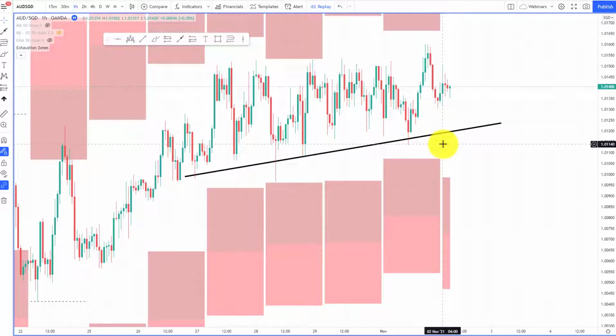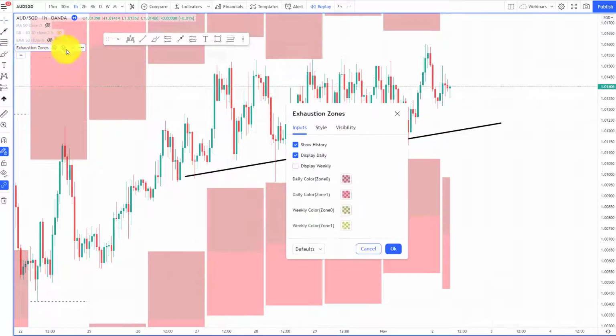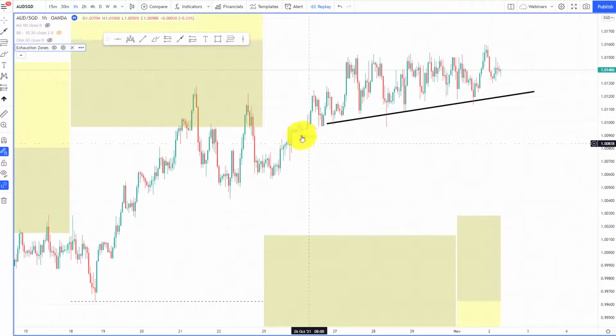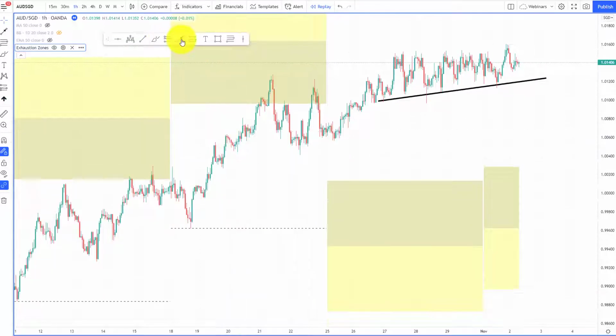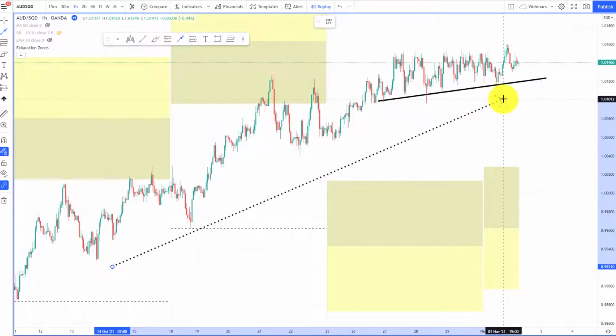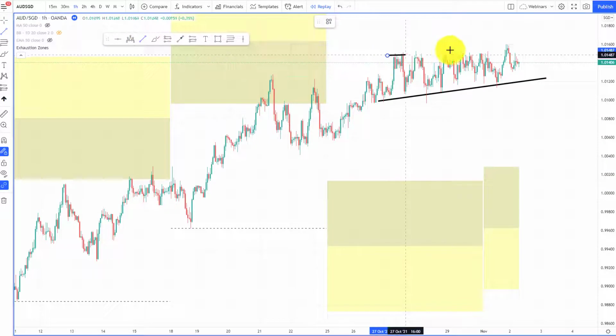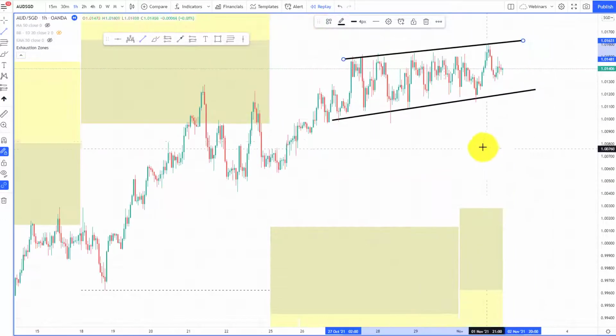If you are a trader on the 1 hour, the 4 hour, or you just prefer to have a broader picture with longer holding times, then we recommend to open the settings and change it to display weekly. And in this case, you will then get those yellow exhaustion zones. So in this case, you can see the market is in a strong uptrend, moved higher quite a bit. But here recently, the price action seems to be struggling and it's moving in this channel.